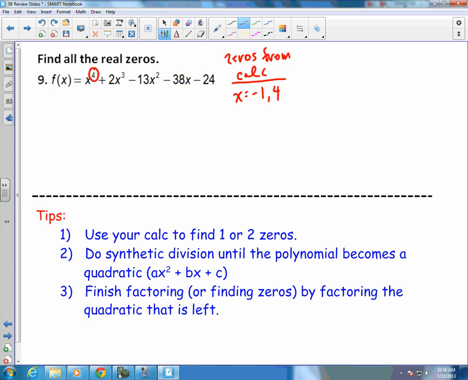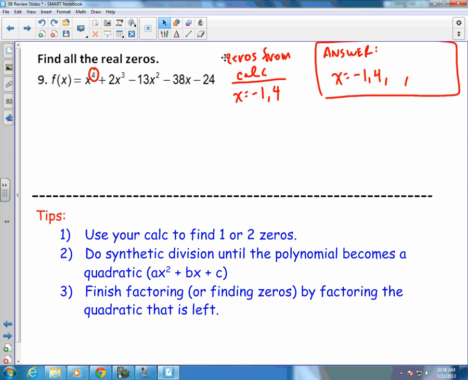So when I look at my answer, since it's an x to the 4th equation, I know I'm probably going to have 4 zeros, whether they be real or imaginary. And I know that my answer is just going to be x equals this, this, this, and this. These are my zeros. It's not like the last one where I asked you for the factors. So just be careful about what the answer is going to look like. All right, so the zeros from my calc, I got -1 and 4. I'm going to go ahead and do synthetic with -1.